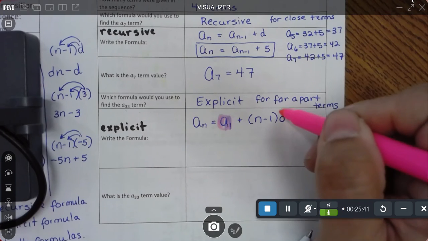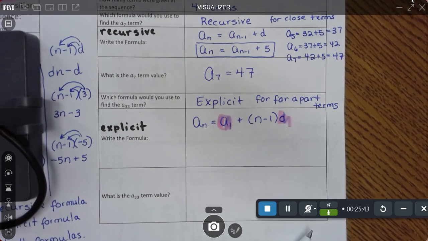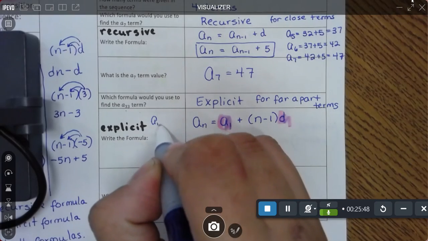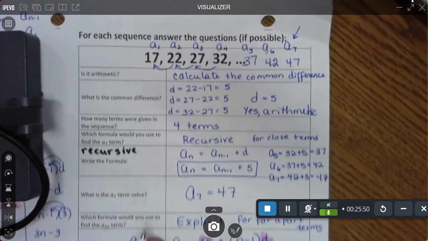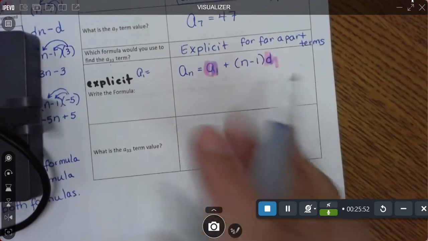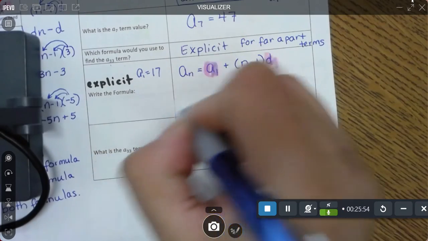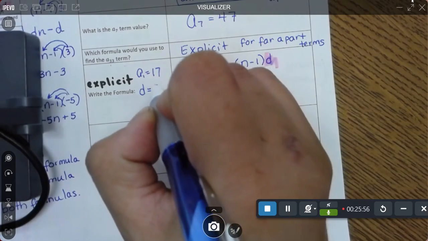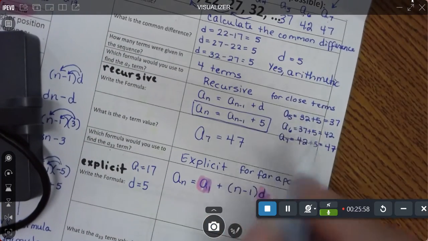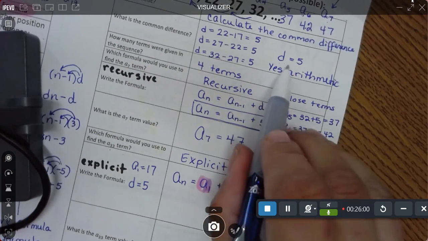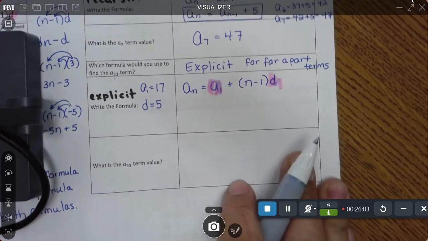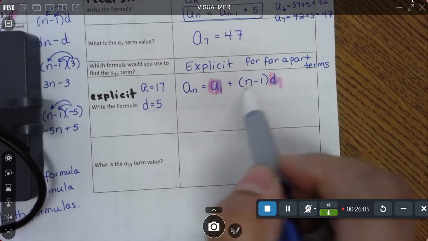All right, A sub 1 and d is what we're going to substitute in. Do we know the first term? Look at the sequence, guys, at the bottom. What's the first term? 17. And what's the common difference? 5. We calculated the common difference right here. Right. So now I'm just going to put the numbers in there, clear?